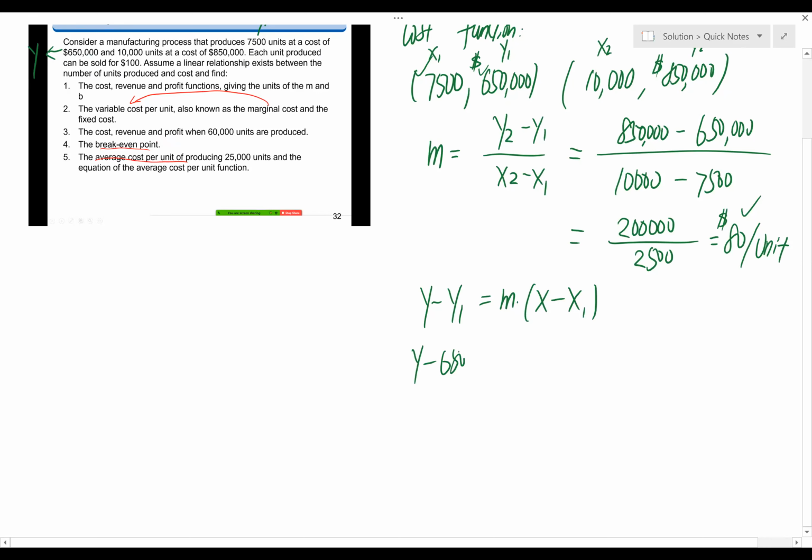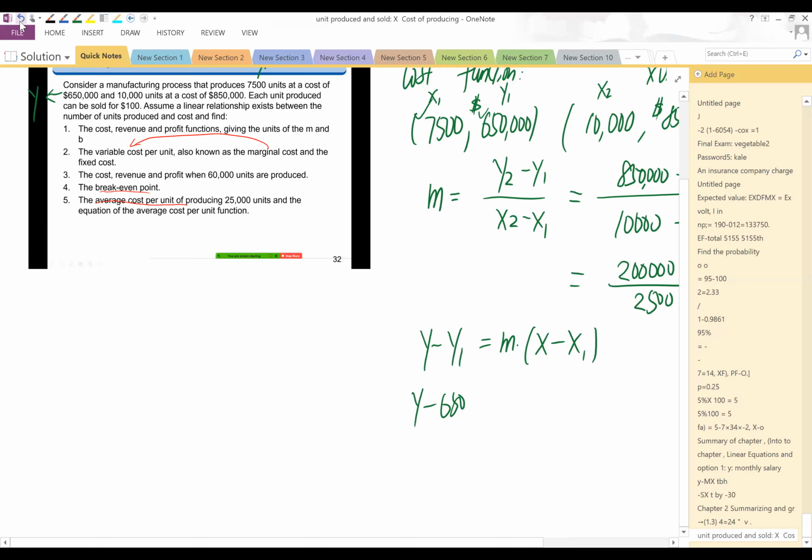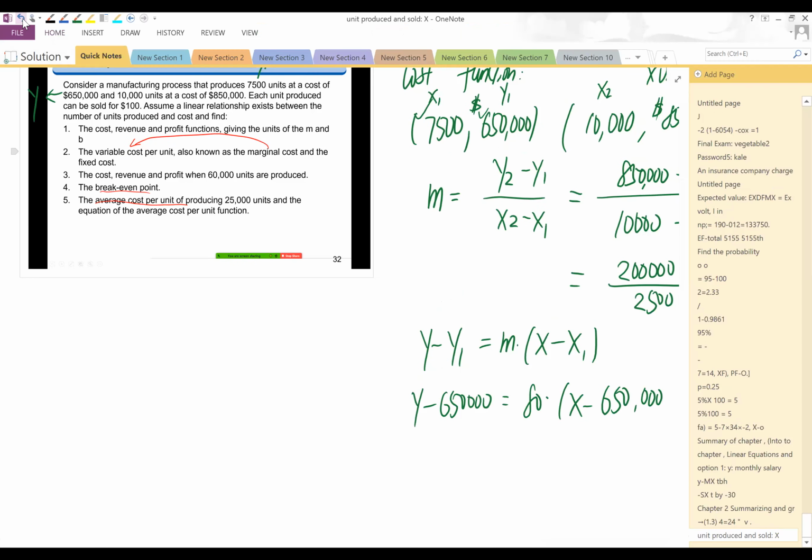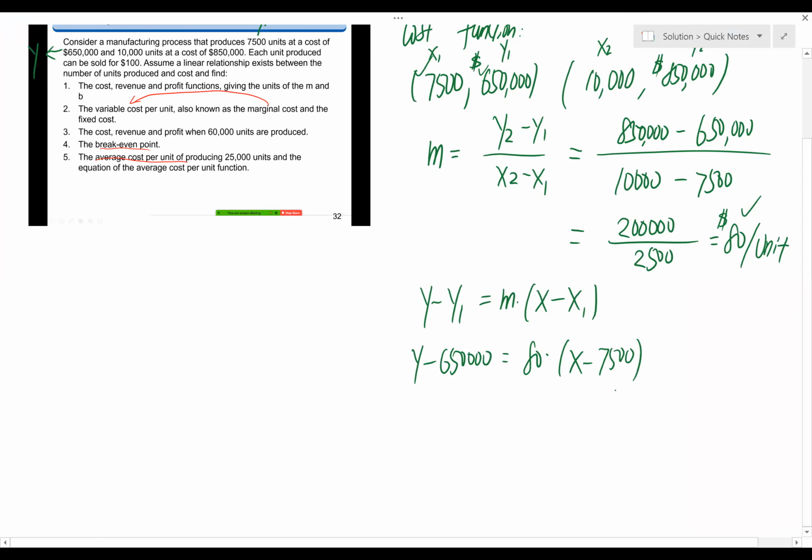So y minus 650,000 equals slope, which is 80, times x minus... no, that's not right. So y1 is 650,000 and x1 is 7,500. So we have that 7,500. Now you're going to expand it, right? And then simplify. So 80 times x, 80 times 7,500. So y minus 650,000 equals 80x, and 80 times 7,500 will be 600,000, right? Minus 600,000.